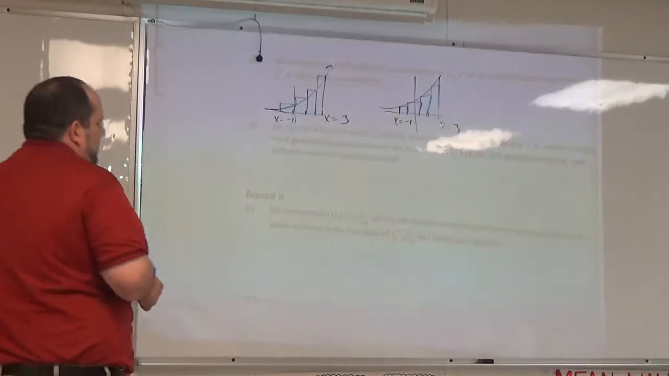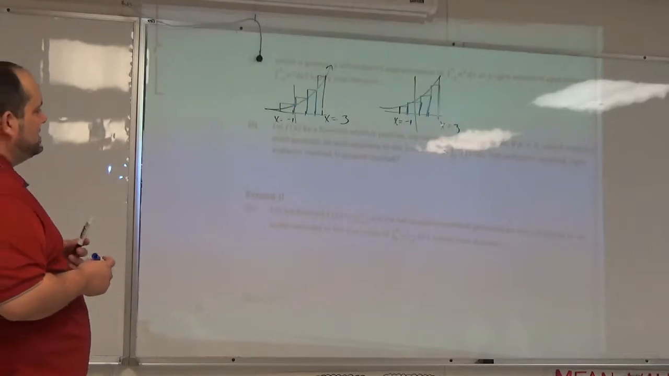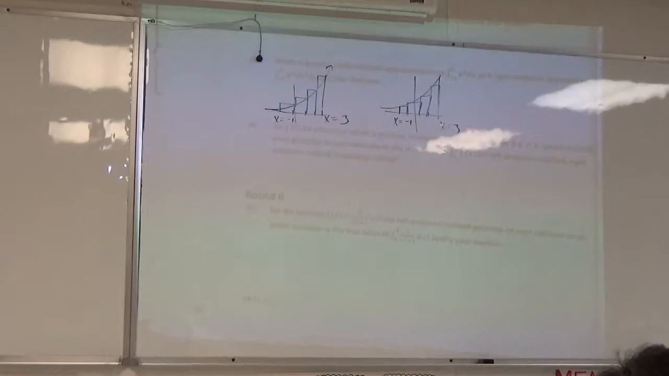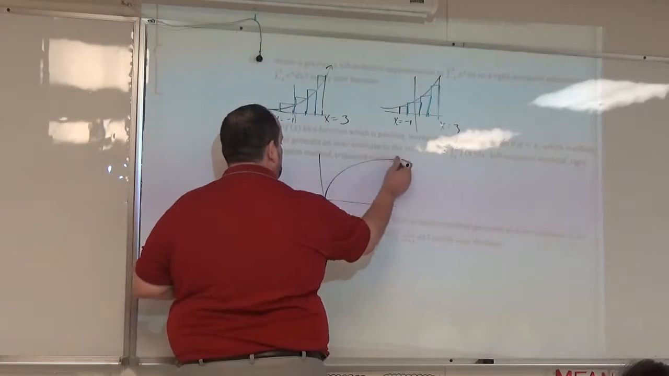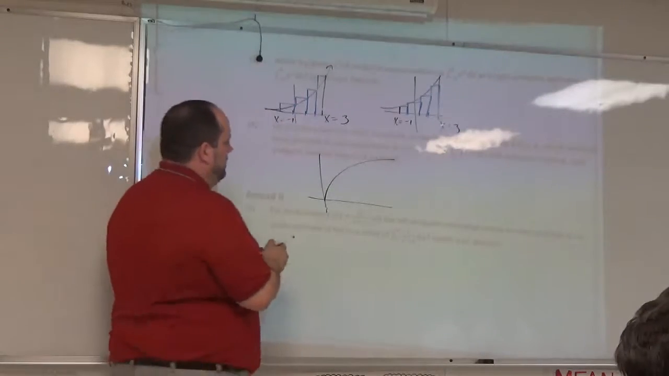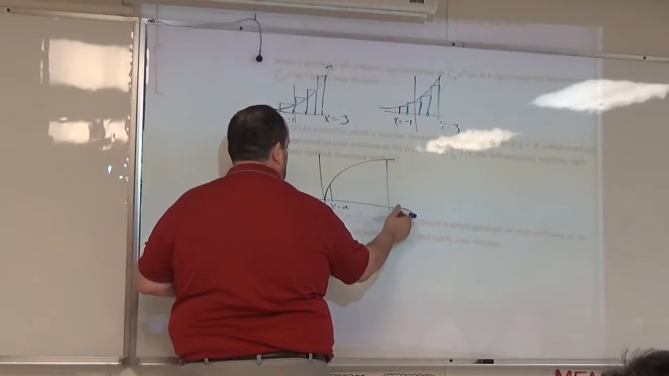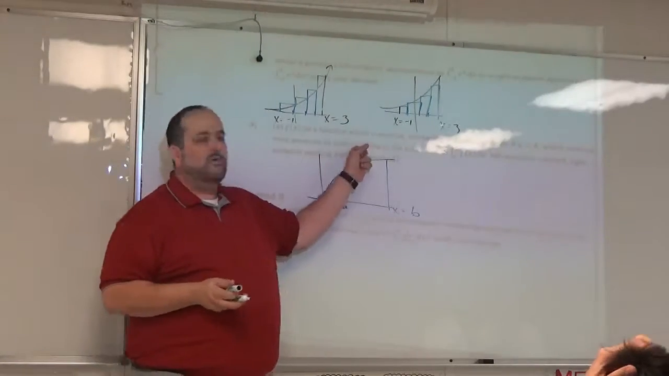All right, next one. Let f be a function which is positive, increasing, concave down. If A is less than B, which method must generate an overestimate? First of all, can you guys draw in the air for me a graph that is positive, increasing, concave down? All three things. It's going to have to look something like that. Okay? So here's x equals A. I don't even care where it is. Here's x equals B. All right, which must generate an overestimate?